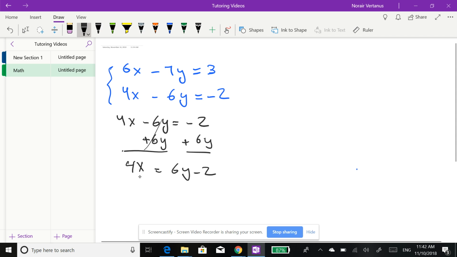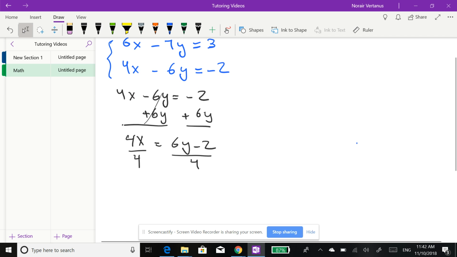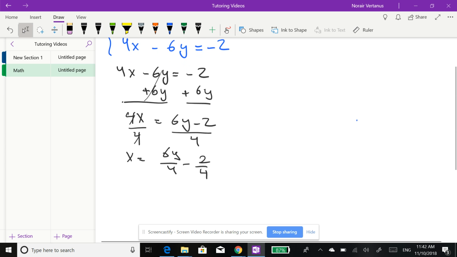And to solve for x, there's 4 times x to get rid of. To get rid of this 4, I need to divide both sides by 4. So each one of those is divided by 4. I'm going to simplify right now. 4 and 4 cancel. So x is equal to 6y over 4 minus 2 over 4. Sometimes students skip that step and make mistakes on simplification.